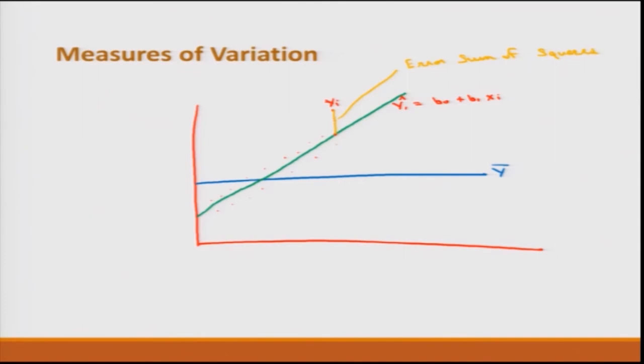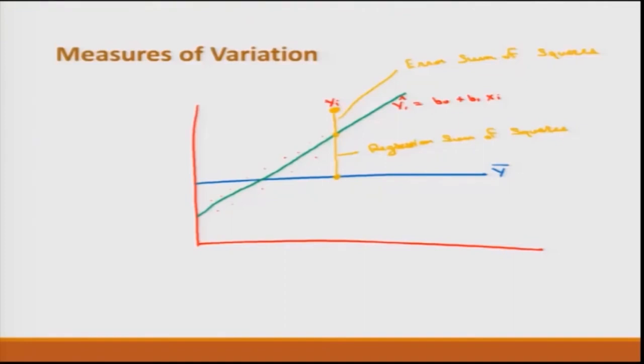Next, we have the distance between y bar and the model. Y bar and the model here is the regression sum of squares. That is, the average value of the data is y bar. My regression model is giving the predicted value y i cap. This is the value y i cap here, the predicted value. The difference between y i cap and y bar, that is y i cap minus y bar, squared and summed, that is my sum of squares due to regression.